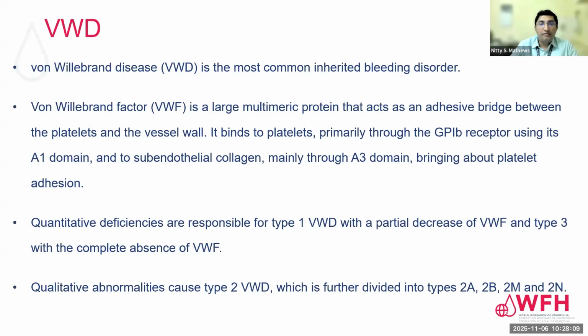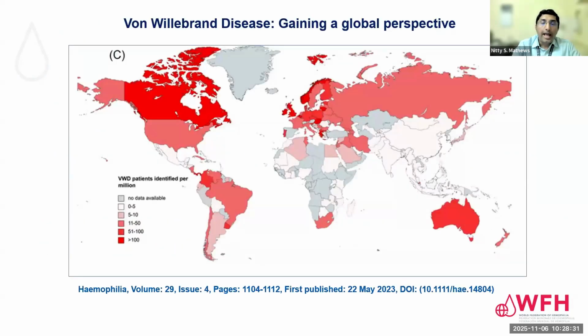We have quantitative deficiencies, which can be a partial decrease of the factor, which is type 1 von Willebrand disease, or a complete absence of von Willebrand factor, which is type 3. There are qualitative abnormalities as well, which cause type 2 von Willebrand disease, which are further subtyped into types 2A, 2B, 2M, and 2N.